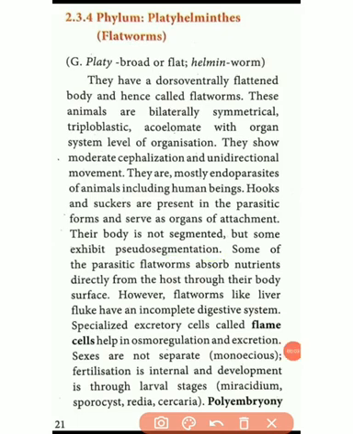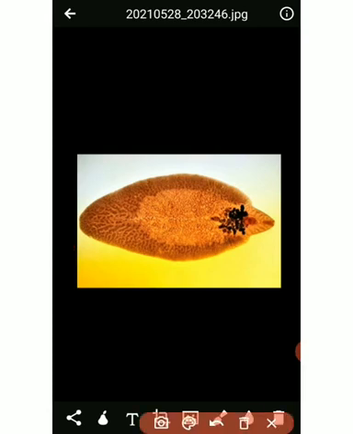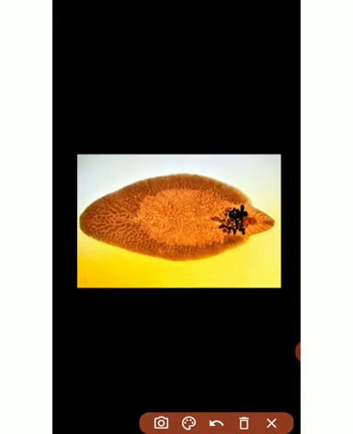Some of the parasitic flatworms absorb nutrients directly from the host through their body surface. Some flatworms do not use any organs to get nutrients from the host and they use their body surface directly. However, flatworms like liver fluke have an incomplete digestive system. So, flatworms like liver fluke do not have a complete digestive system.